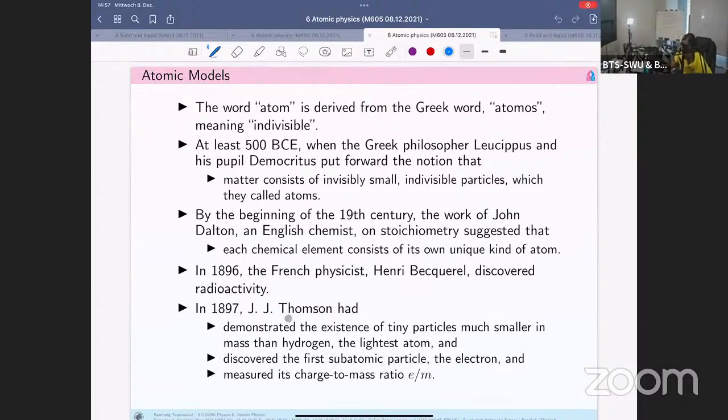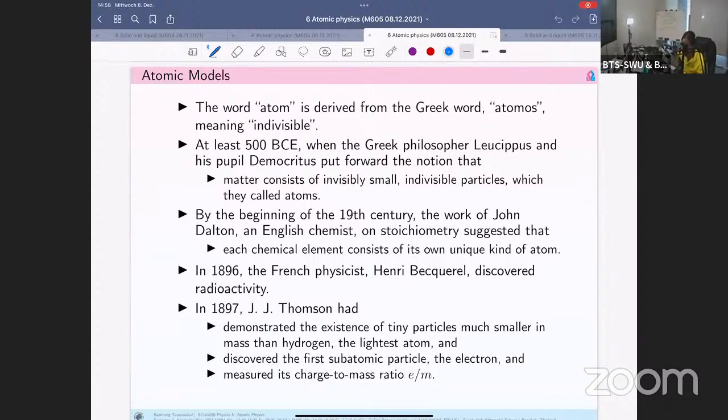Okay, this person has demonstrated the existence of tiny particles, and he found that these particles are smaller in mass than hydrogen, which is the lightest atom at that time. They know that from chemistry society or even physics society, they agree to each other that the smallest atom is hydrogen, which is also the lightest one.